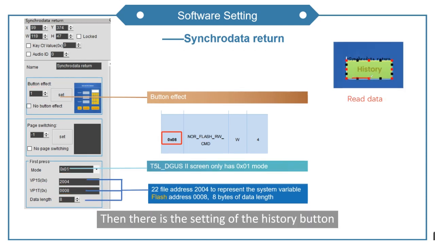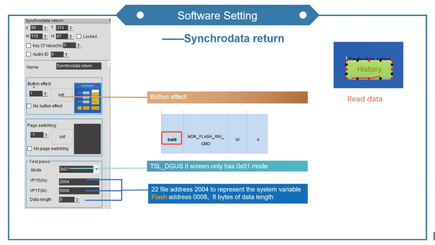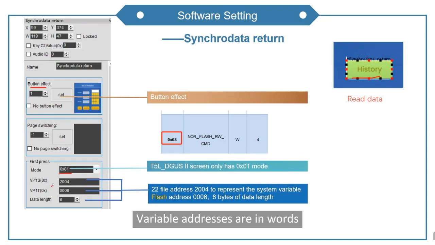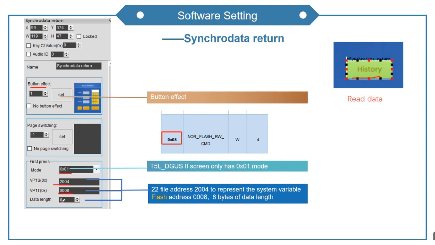Then there is the setting of the history button. Here is the button effect. The mode is 01. Variable addresses are in words, so to avoid address conflicts, VP1's I set it to 2004. It actually points to VP1T address 0008. Data length is 8 bytes.